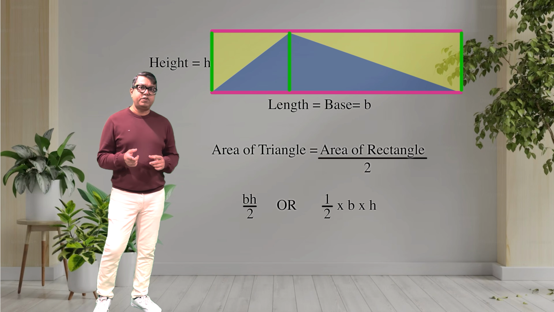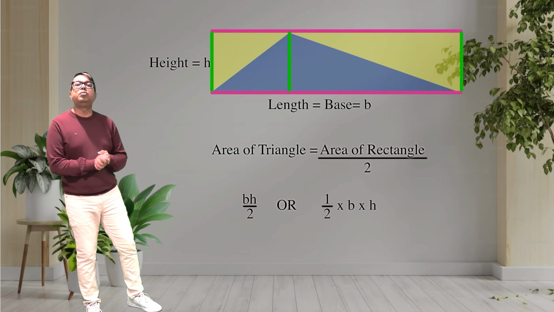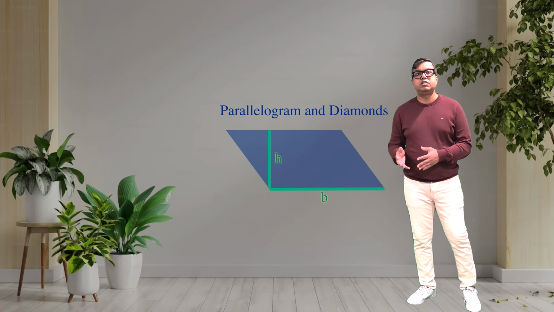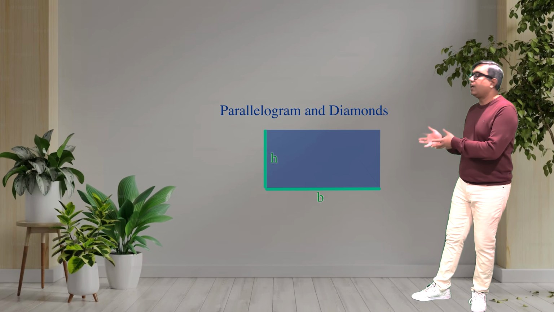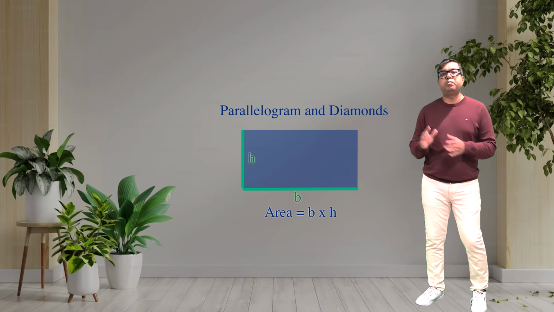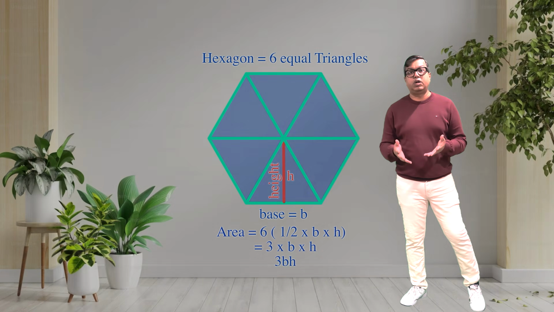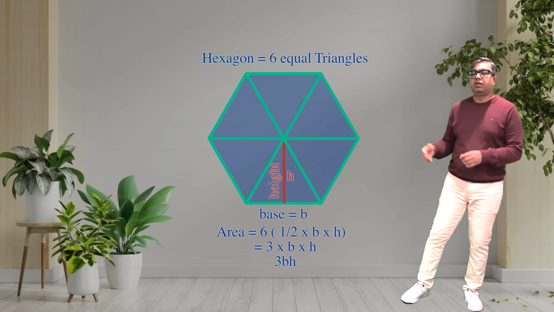Still think you need to memorize formulas, or is the visualization taking over? Let's move on to more shapes. The secret to all other shapes with straight lines is that they are all a group of triangles and rectangles in disguise. For example, a parallelogram, you can easily convert it into a rectangle. A hexagon is nothing but a group of 6 triangles.